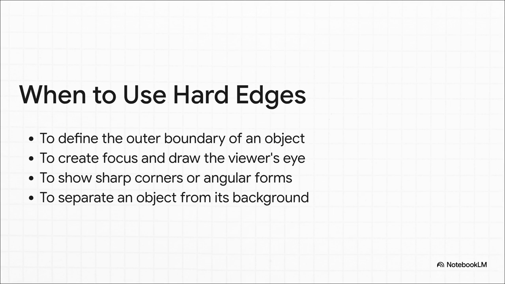So when do you use them? Well, the most obvious place is the silhouette, that line separating an object from whatever's behind it. Think about the outline of an egg on a table. But they're also amazing for creating a focal point, because our eyes are just naturally drawn to sharp detail. And of course, you need them for anything with a sharp corner. They're all about creating structure and clarity.